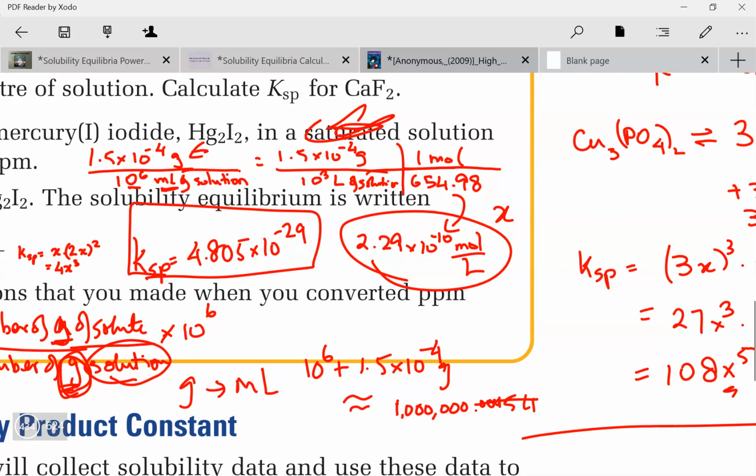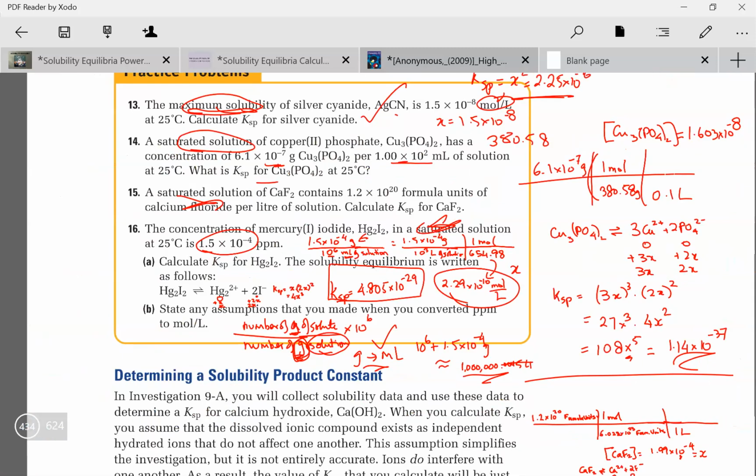So there's two assumptions. Assumption A: the density of the mercury iodide solution was the same as the density of pure water. Assumption B: when converting, we assumed the mass of solution was just the mass of the solvent, water, not the complete mass of solution. These are reasonable assumptions to make.